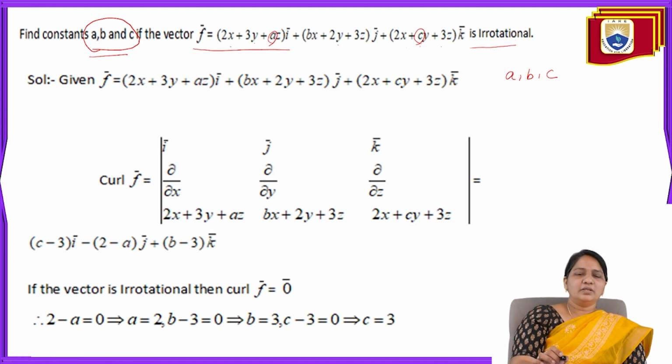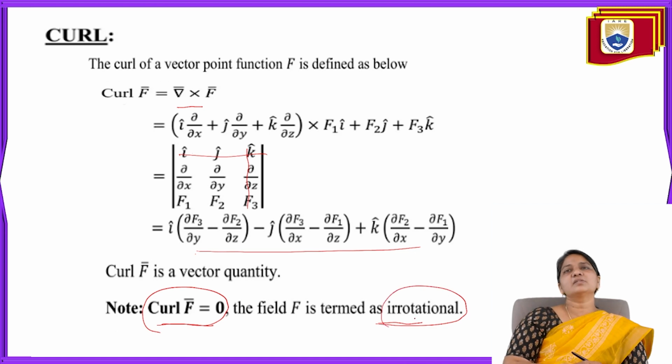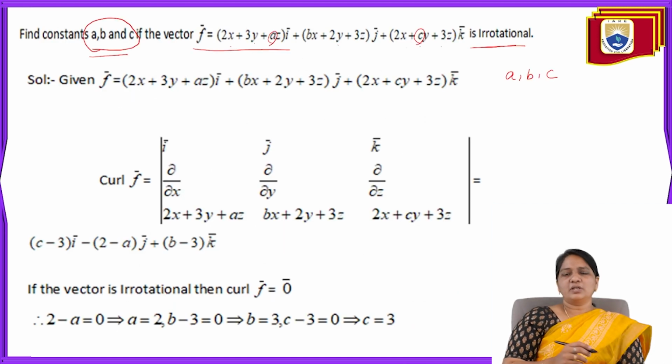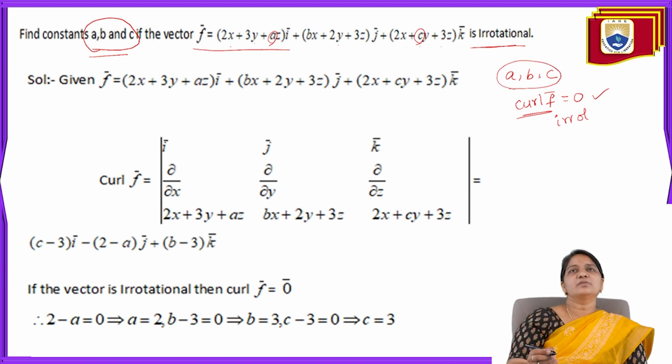So what is the meaning of irrotational here? When curl f bar equals 0, then we can say that the function is irrotational. So first we have to find the curl f bar, then equate it to 0, and then we can find the a, b, c values.